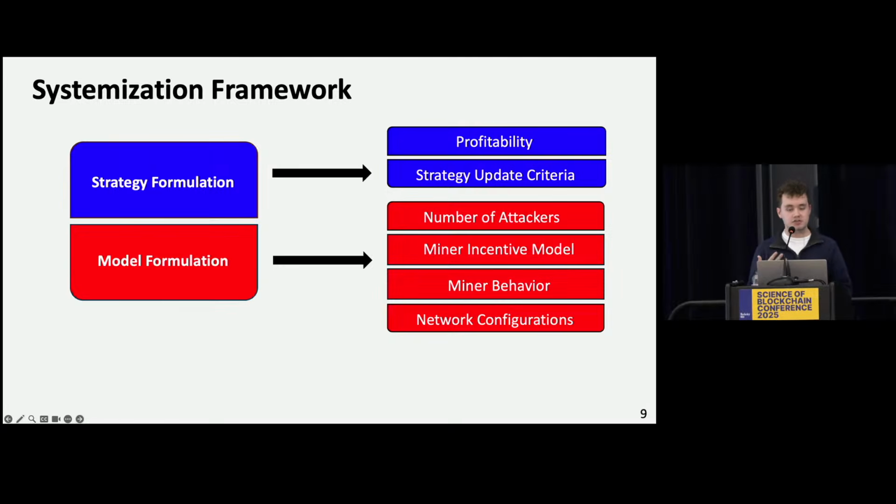For example, strategy formulation covers the profitability notion of a strategy, as well as the various means by which strategy actions are triggered. On the other hand, for model formulation, we find model factors can be classified into 4 subdimensions. This includes the number of selfish miners, the various means of miner incentives, the assumptions related to the mining behavior of other miners in the network, and lastly, the configuration of the network as a whole.